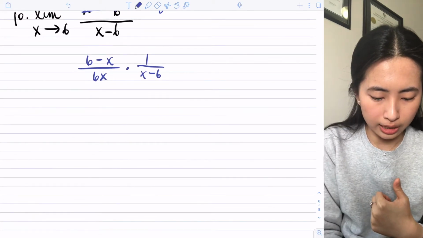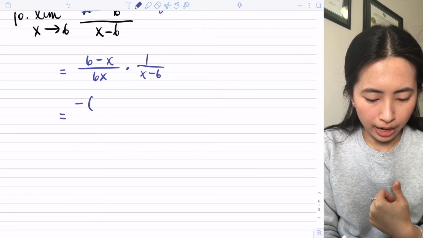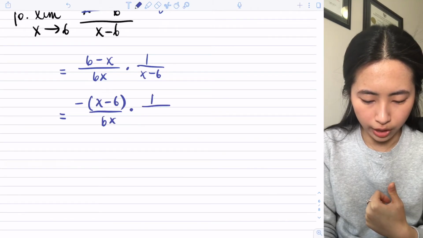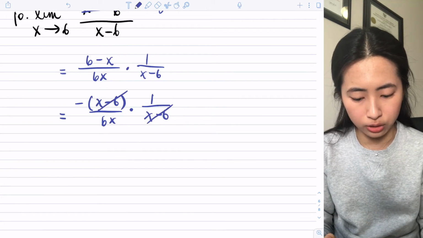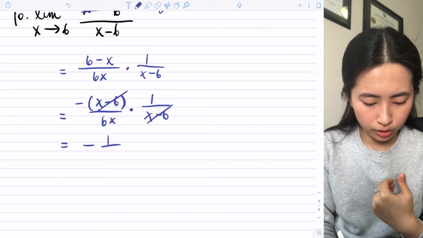Now we look at 6 minus x. Right off the bat, we can factor out negative 1, so this becomes negative bracket x minus 6 over 6x multiplied to 1 over x minus 6. And as a result, we are able to cancel out x minus 6 in both our numerator and our denominator. So we would yield negative 1 over 6x.